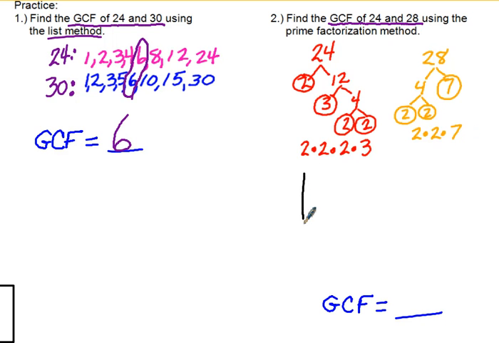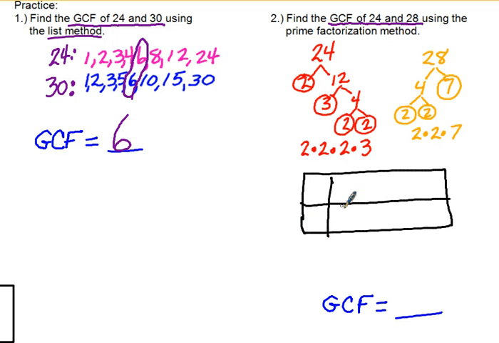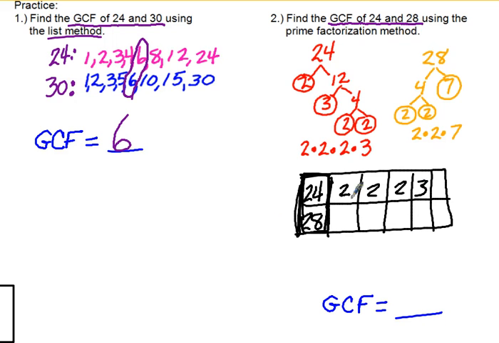Now the new part for you will be to build a table. So just simply draw a rectangle with some lines in it. You can always add more and you don't have to use all the spaces. I usually make this one a little darker just so I can see what I'm doing a little easier. Alright, I've got 24 and 28. Now for the first one, you just copy down the factors that you have, 2 times 2 times 2 times 3. For the second one though, you want to look for matches.